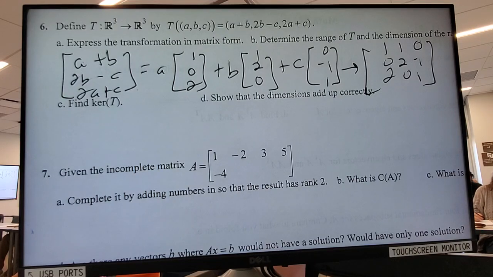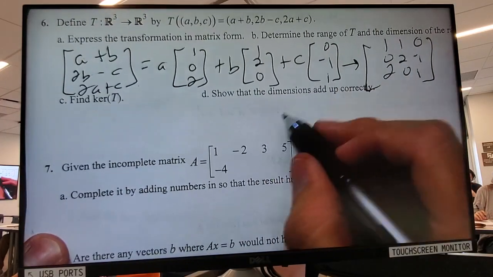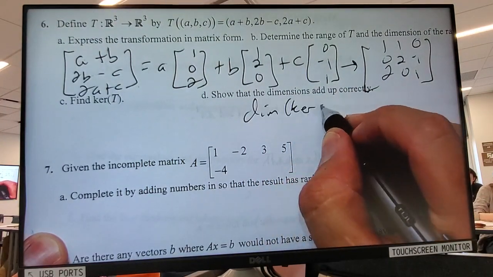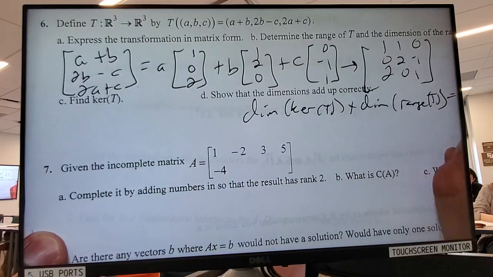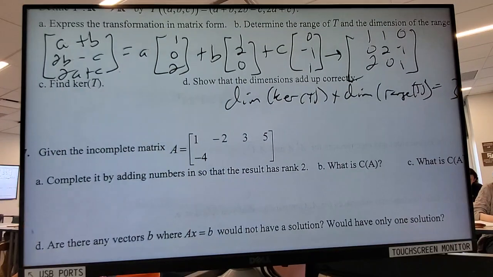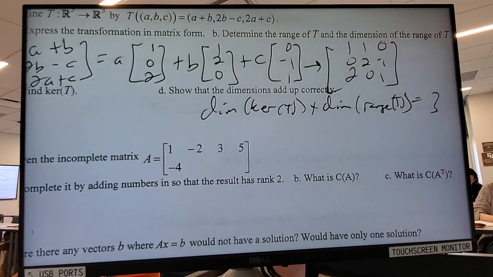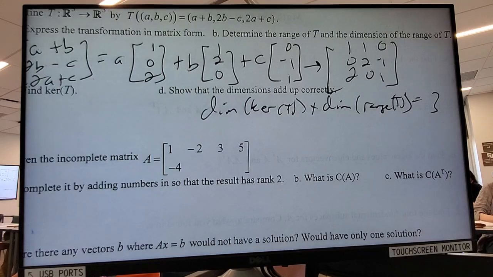Now, in terms of the dimensions adding up correctly, what's the dimension of the kernel of T plus the dimension of the range of T? In this case, it's got to be 3. Yeah. So again, this is just column space and null space. So the dimensions of those still have to hold. They still have to follow the same rules they had before. I'm just using the new terminology for transformations. So those are the kind of questions I would ask you.